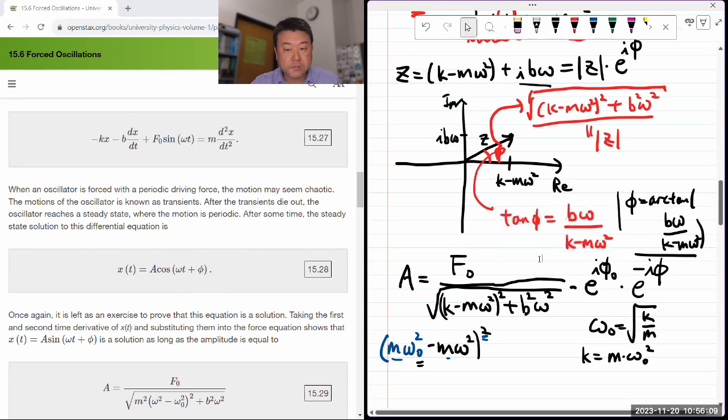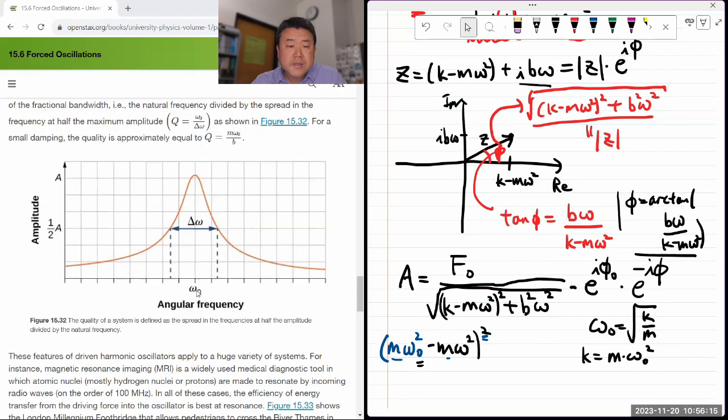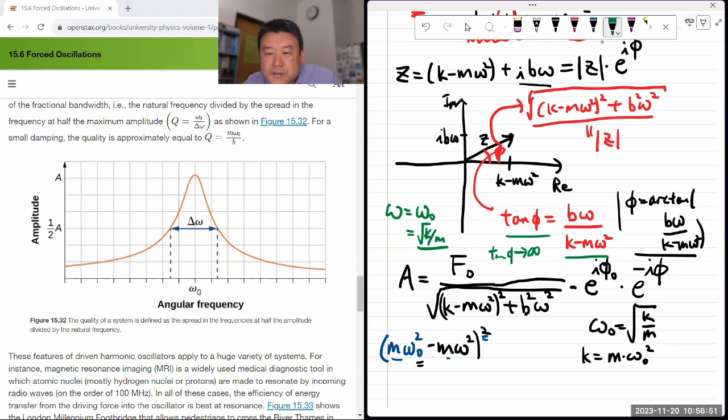So the surprising thing that you will see is, for example, when you look at this, on resonance, when you have omega equal to omega naught, by which you mean the square root of k over m, you can see that in this phase factor formula, when omega is equal to the square root of k over m, then tangent of phi is going to infinity, by which we mean, since, wait, is that right? Is it going to infinity?